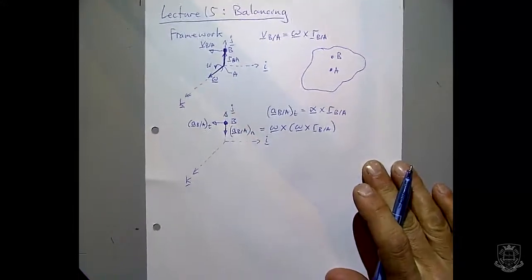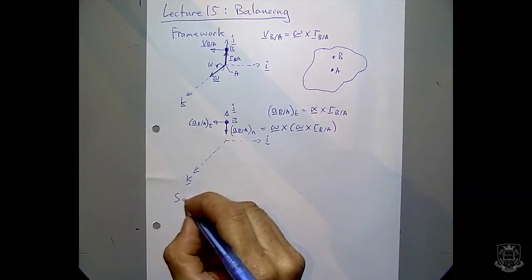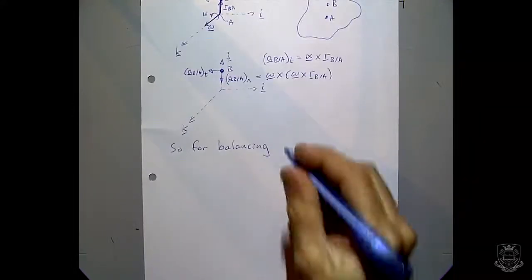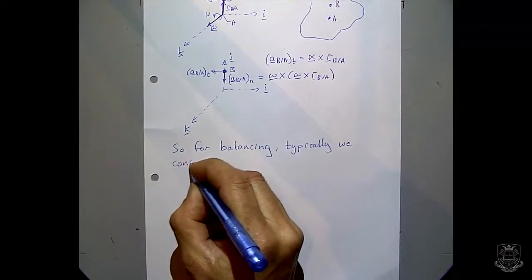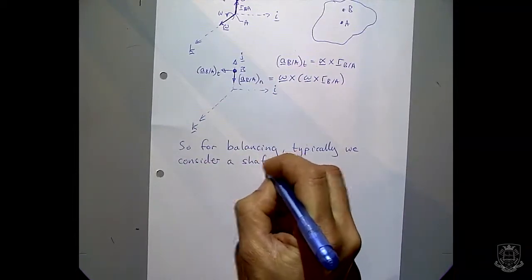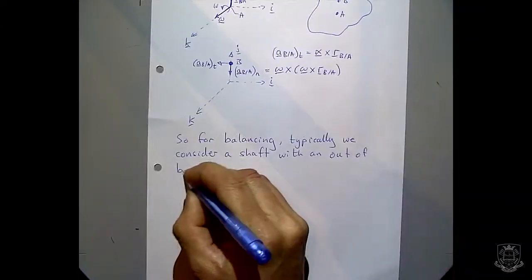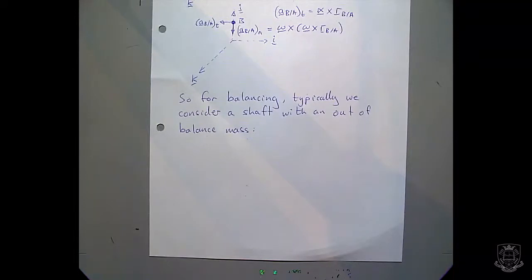Okay, so that's our starting point. We're going to think about a mass rotating in a plane, and that mass is representing the distribution of the mass on the rigid body, which is eccentric to its true center. So it's an out of balance effect. So for balancing, typically we consider a shaft with an out of balance mass. So what we're going to do is just do a sketch of that.